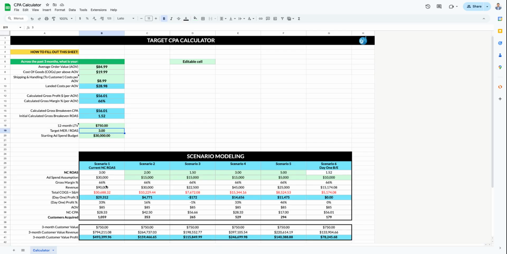out of 3 ROAS, $90,000 in revenue, day 1 profit, 29,000. Within those 12 months, you upsell them $750. Right now, look at your gross profit, or sorry, your 3-month LTV. Your 3-month LTV shoots all the way up, 493,000. Right. So it depends on what business model you're actually operating in.